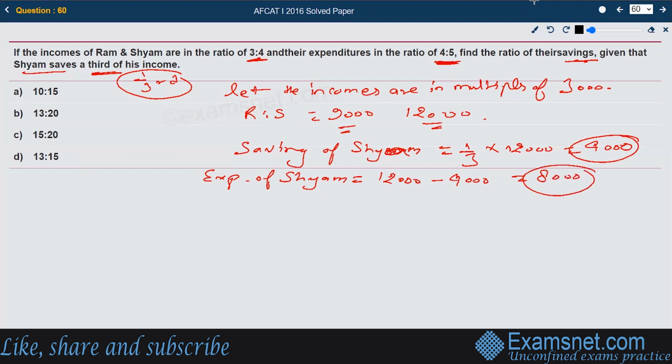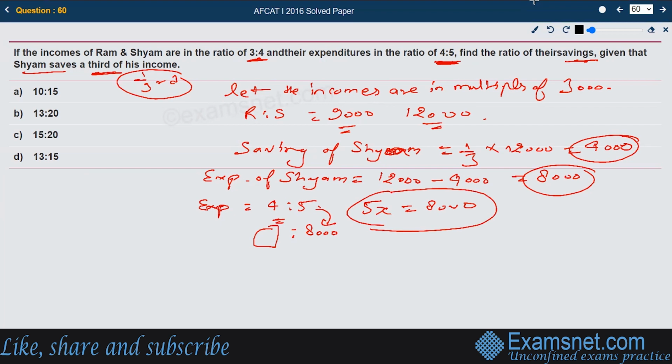Now there is a ratio given of expenditure. The expenditure ratio is 4:5. So we can easily say that the 5 part of this is 8,000. Let me say 5x is equal to 8,000. If 5 times something is 8,000, the x value comes out to be 1600. Using this x value, I can find out the fourth part also.